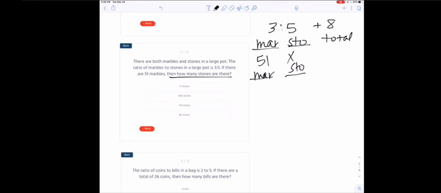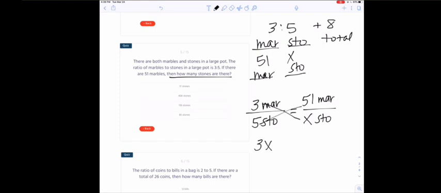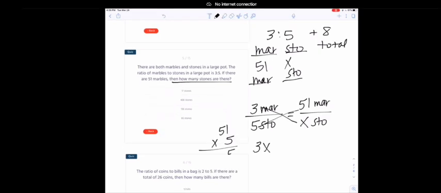Now let's set up our equation. Our first equation is 3 marbles over 5 stones. Why? Because it comes from our ratio. Our next one comes from our scenario, which is 51 marbles to x stones, because we don't know how many stones there are. So now we do 3 times x is 3x, and 5 times 51, we're going to solve it now, 5, 25.